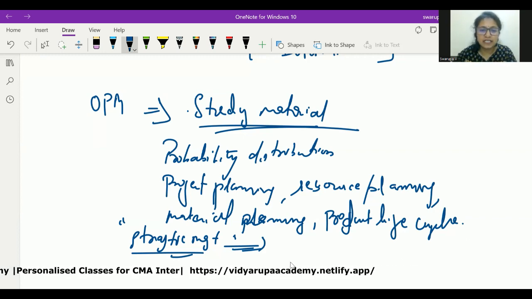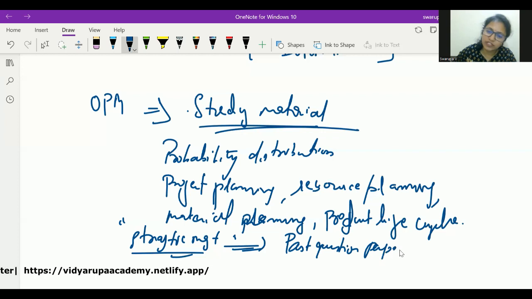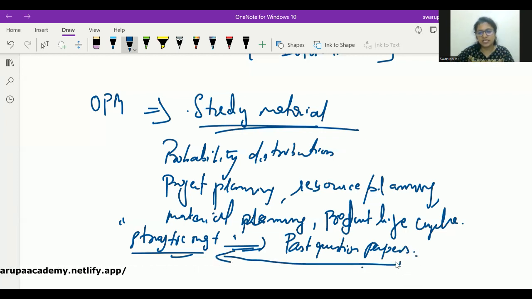Strategic management is an important area where you can score good marks. Give importance to the past question papers and repeated questions, and study them. Mostly the same questions get repeated. So this is another area where you can score marks and clear your exam.